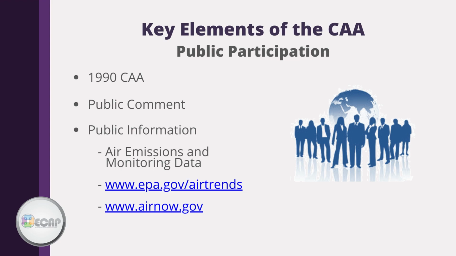Reports required by the 1990 Clean Air Act are usually available to the public. Those reports include a great deal of information on how much pollution is being released by industrial and commercial sources. Monitoring data collected by the EPA, states, and tribes that measure the level of selected pollutants in a community's air are also available to the public. Information on air emissions and monitoring data can be found at the links provided on this slide.